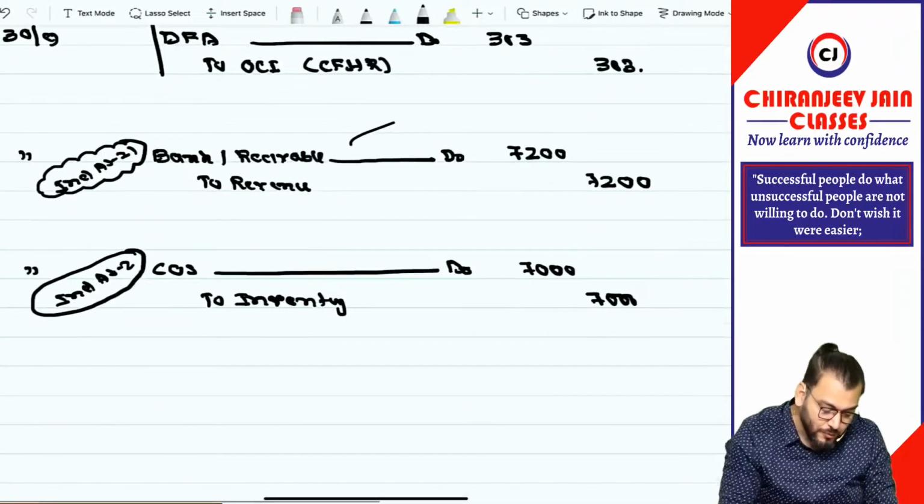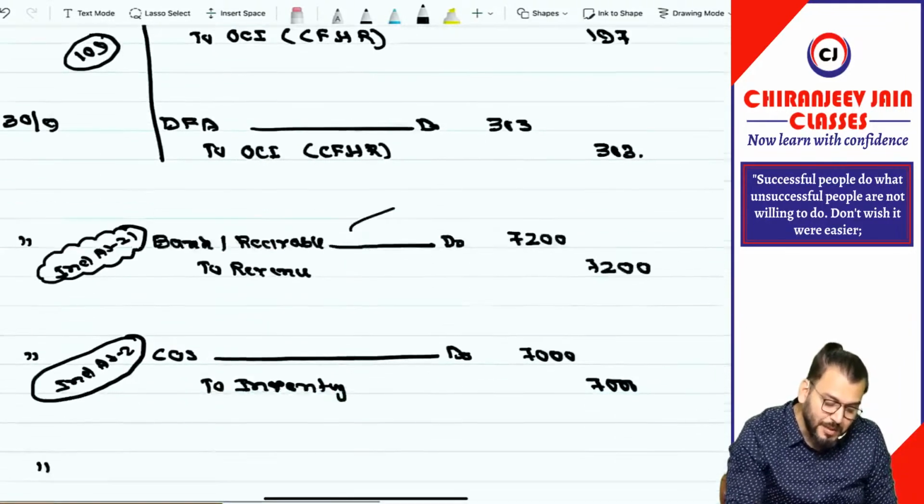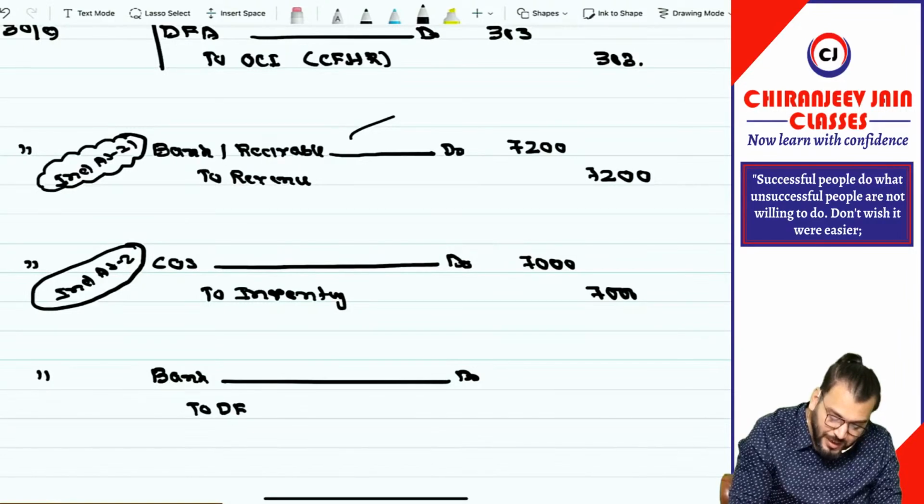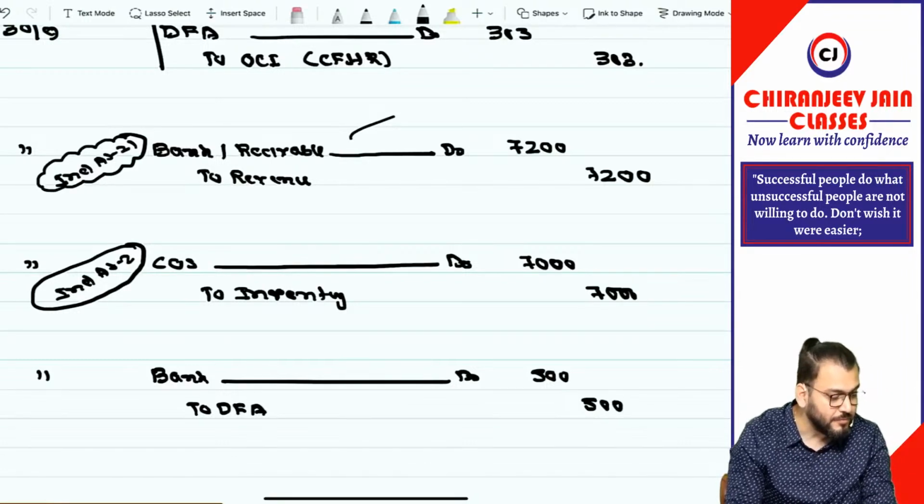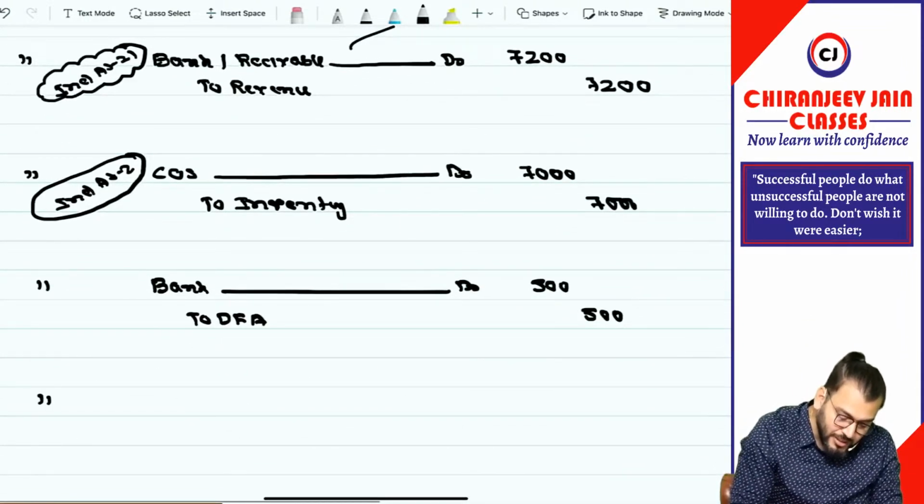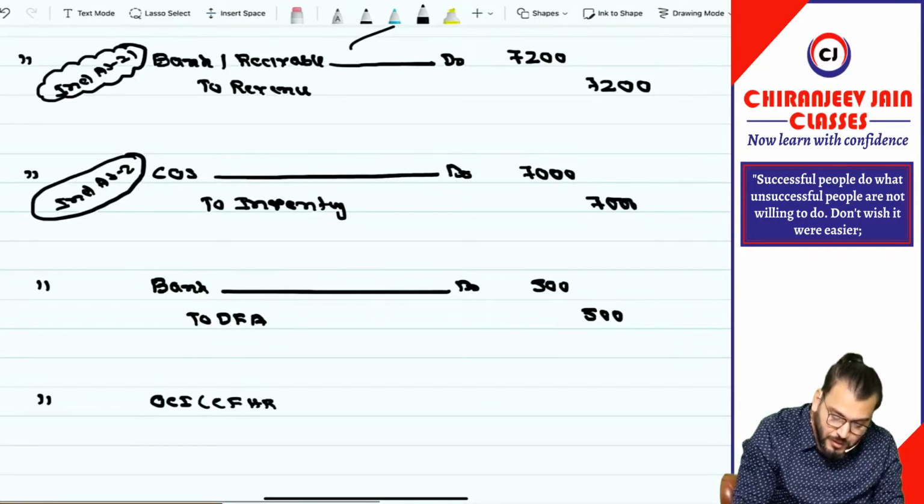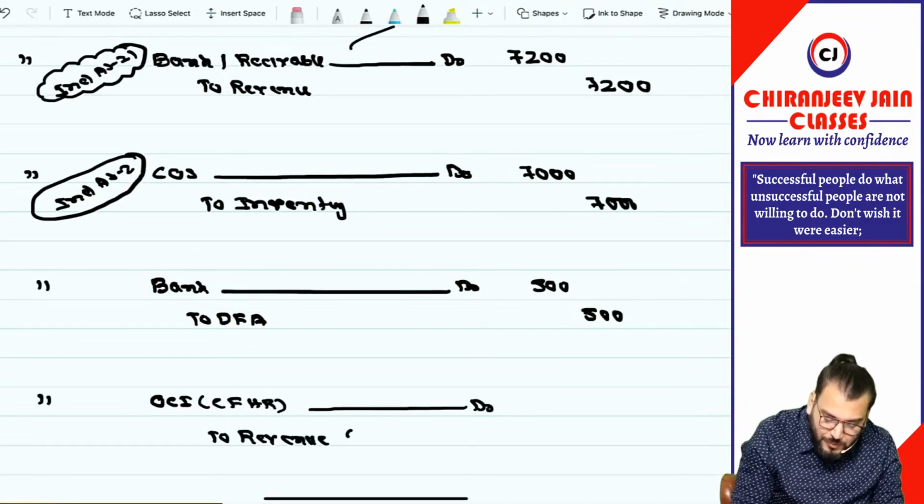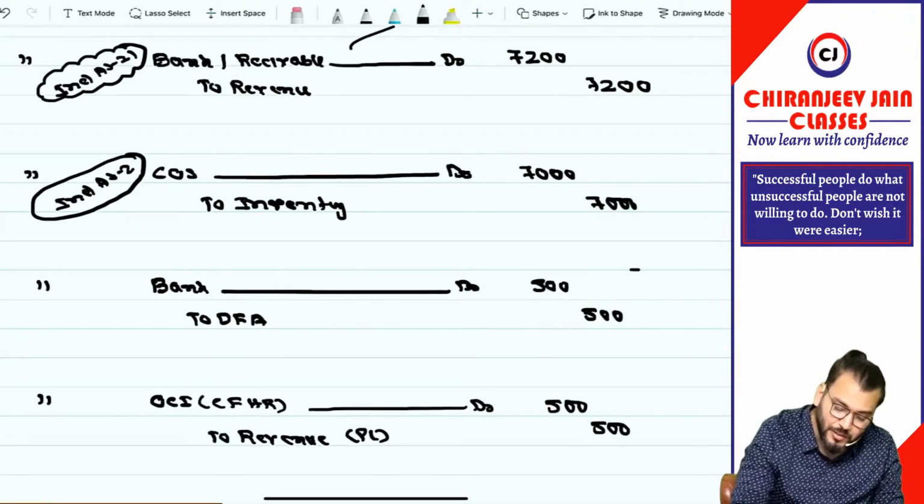So two journal entries we do. First, can I say we will realize the derivative asset. So journal entry: Bank account debit to derivative financial asset. How much? 500. This much will be realized. And the second journal entry: OCI cash flow hedge reserve, and this will be reclassified from OCI to PL. OCI to PL, so you can adjust with the revenue only. We can say revenue will be transferred to PL only. This is 500. These two journal entries need to be done as per hedge accounting.